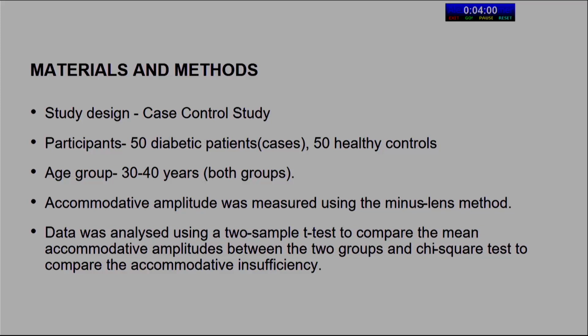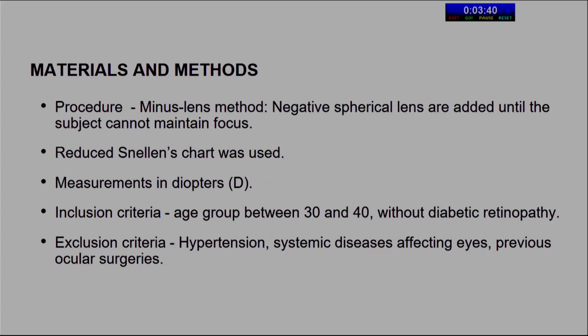Our study is a case control study which included 50 diabetic patients and 50 healthy controls belonging to the age group of 30 to 40 years, and the accommodative amplitude was measured using the minus lens method. Data was analyzed using a 2-sample t-test and a chi-square test to compare the accommodative insufficiency and the amplitude. The minus lens method was done using negative spherical lenses, which were added until the subject could not maintain focus. A reduced Snellen's chart was used, and the measurement was obtained in diopters.